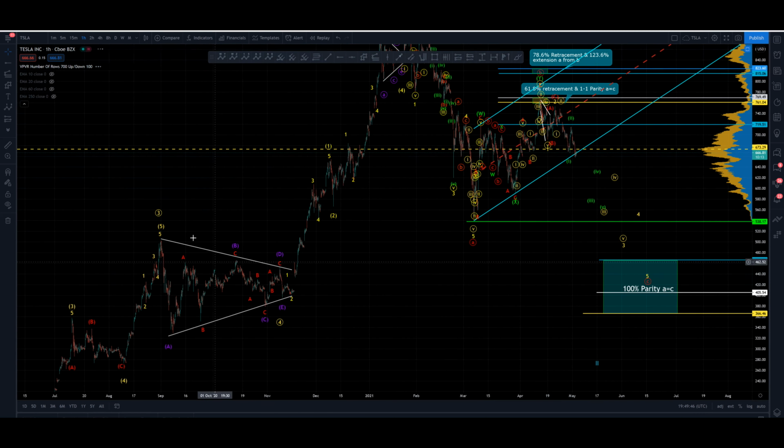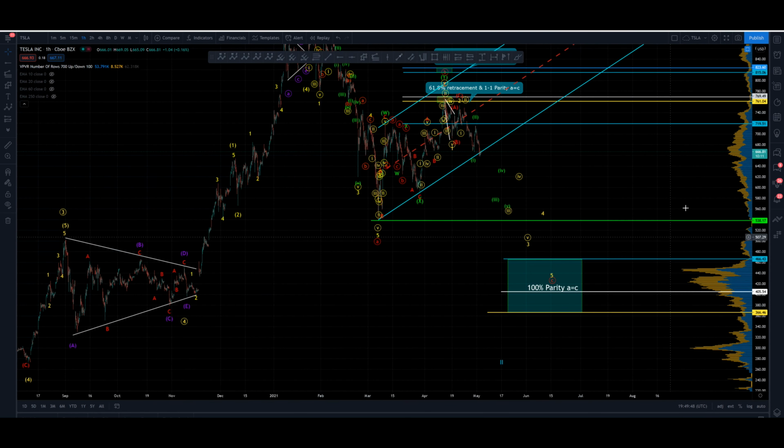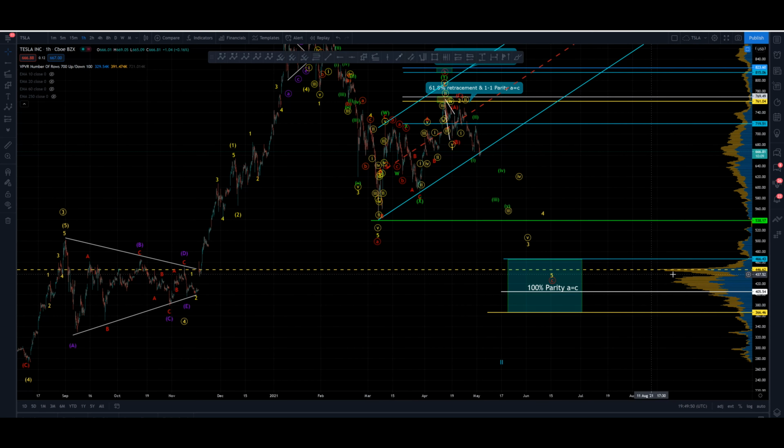Well, if you look back here, into this prior wave 4, into some of this volume around this point of control, around the 61.8% overall retracement, around the one-to-one parity, there's definite support down here. Between the 50 and the 61.8, which is the blue line and the yellow line, we've got this big node of volume. It looks like a very obvious place to complete, and we would complete at parity.